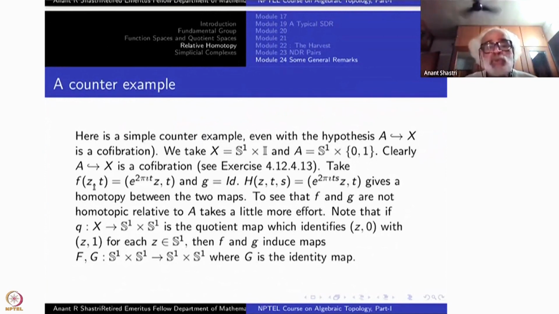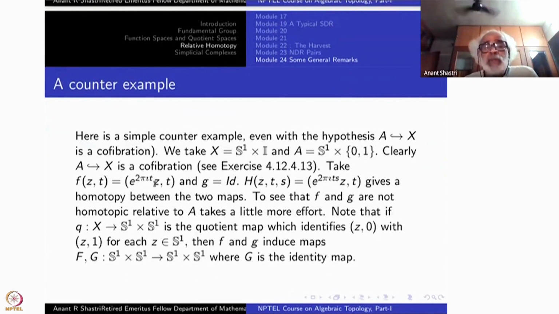Then what happens to this F and G? G will give you the identity map. Whatever F will be also gives you, because the points corresponding to Z0 and Z1 are identified under this map, they will also get identified correctly. So capital G, capital F are induced maps from S1 cross S1 to S1 cross S1. G will be identity. F will be some other map given by capital F. That is a map like this is what you have to see.